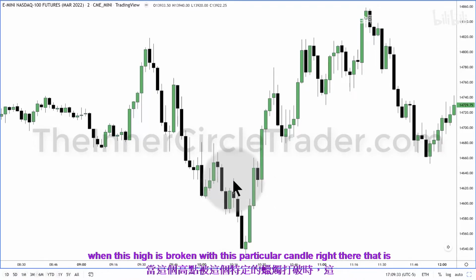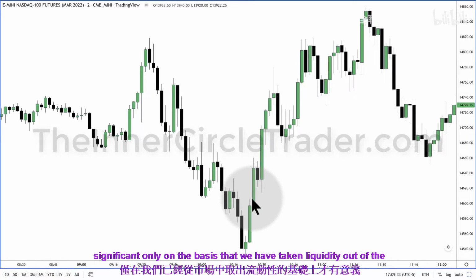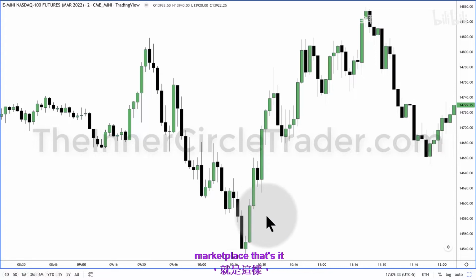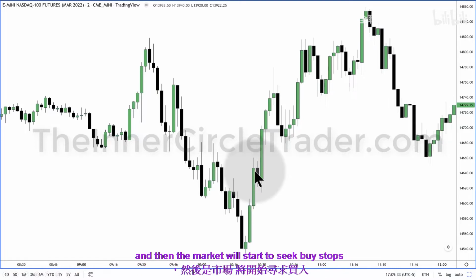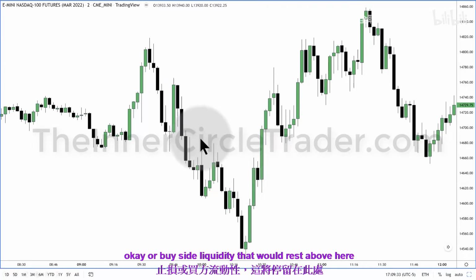When this high is broken with this particular candle right there, that is significant only on the basis that we have taken liquidity out of the marketplace. That's it. So when it broke this short-term high, this is more meaningful. And then the market will start to seek buy stops, or buy side liquidity that would rest above here, here, and here.